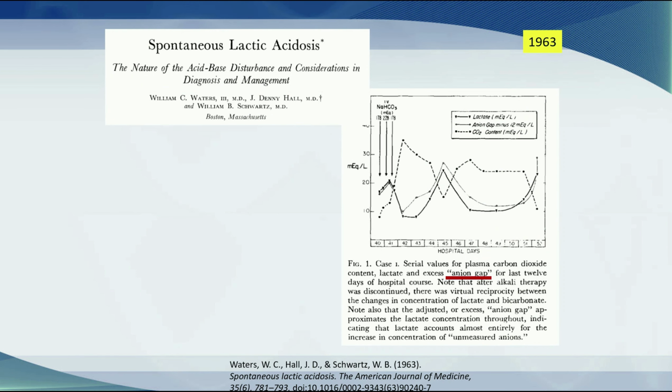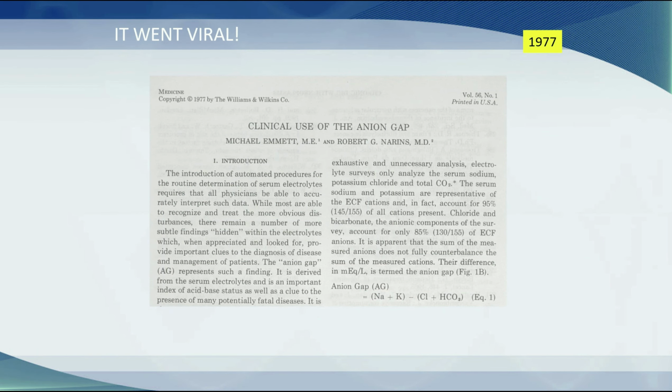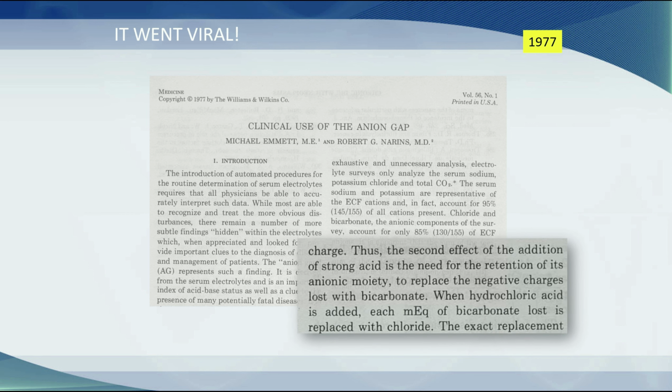In 1948, we had Singer and Hastings talking about buffer-base anions versus cations. And in 1963, there is clear evidence that the term anion gap was widely in use long before the base excess was even mentioned. Indeed, there's a bunch of letters in the New England Journal in the 1960s that mention anion gap continuously as if everybody knew about this, but nobody seemed to publish an originating paper for the anion gap, and most of the credit goes to this particular paper in 1977 by Emmett and Narins, who talk about the anion gap. And I think it's actually worth reading a paragraph from this particular paper.